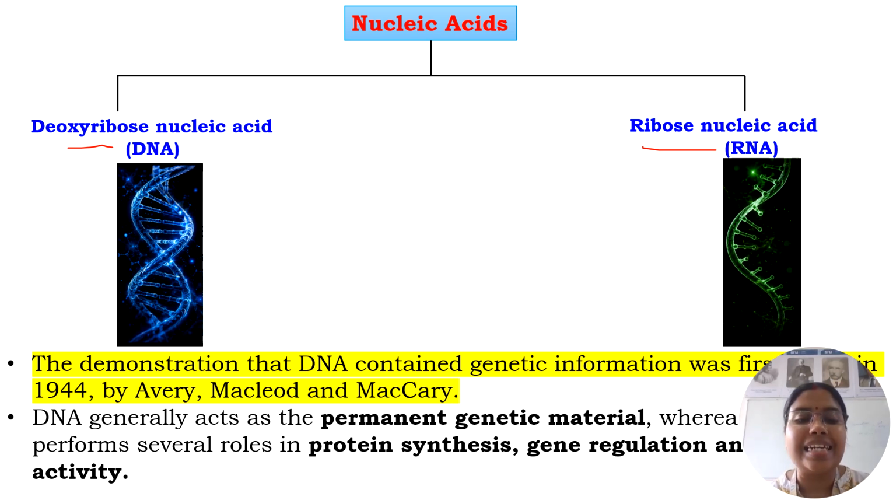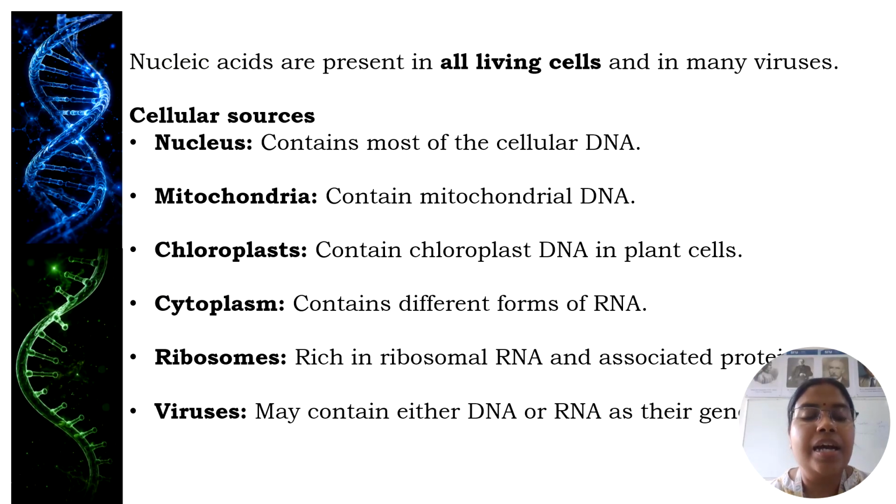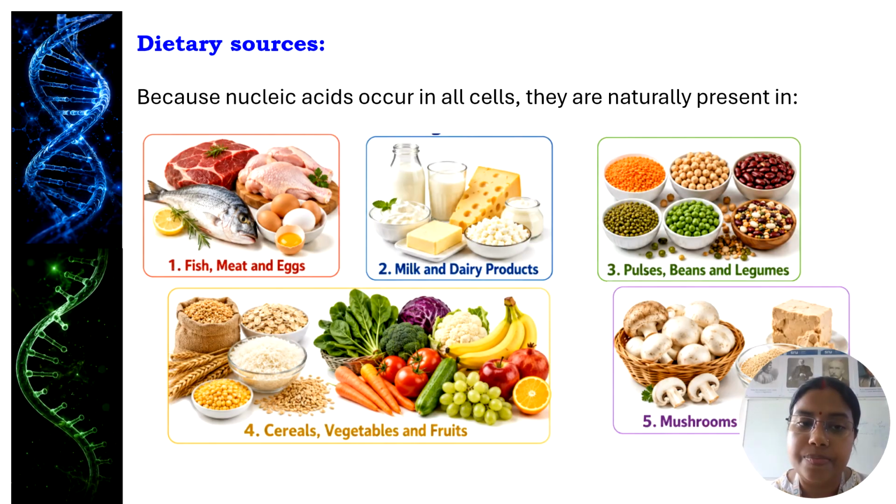DNA acts as a book and RNA acts as a worksheet for the regular work. Nucleic acids are present in all living cells and many viruses also. The main cellular sources of nucleic acids are the nucleus, mitochondria, chloroplast, cytoplasm, ribosomes and viruses also. Viruses can contain either DNA or RNA as their genetic material.